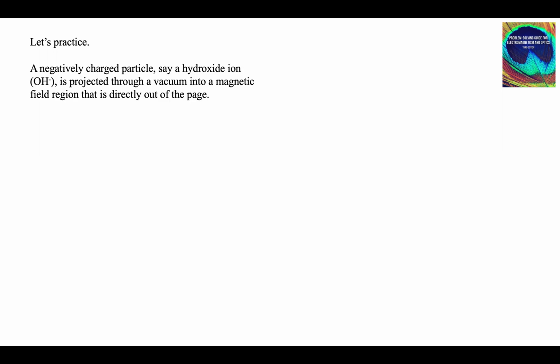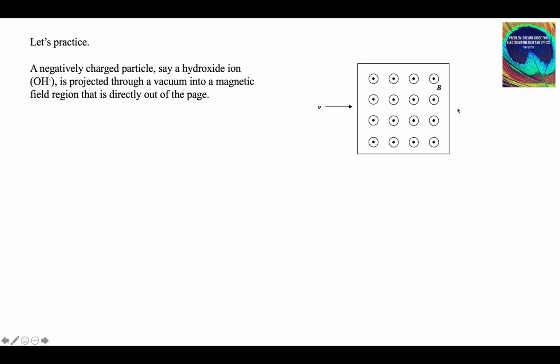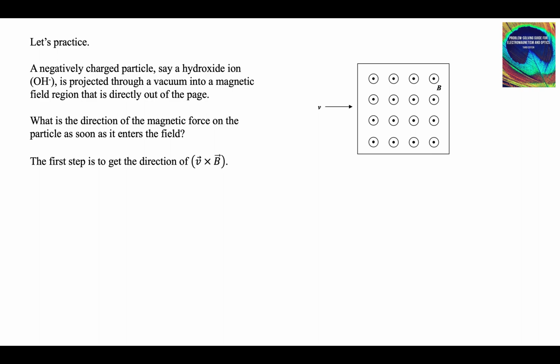Let's practice. So we have a negatively charged particle moving into a magnetic field that's directly out of the page. OH minus particle moving into this field. The B field lines are directly out of the page right at you. What's the direction of the magnetic force as soon as it enters the field? So we have to put our thumb along V.